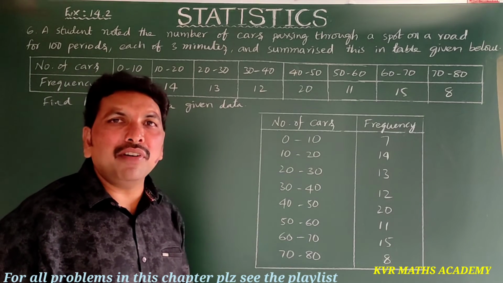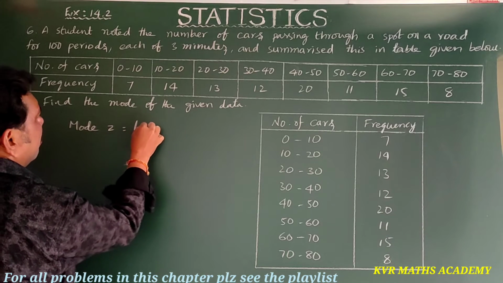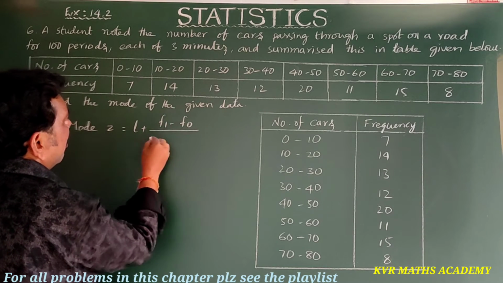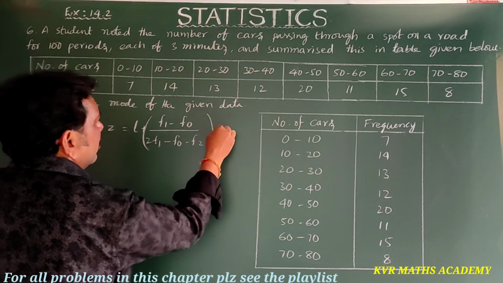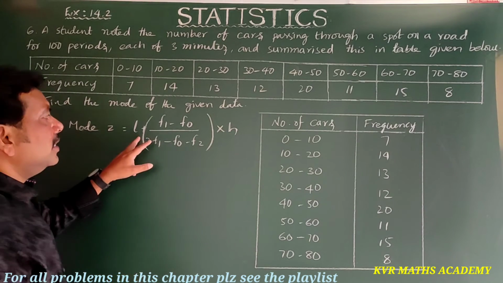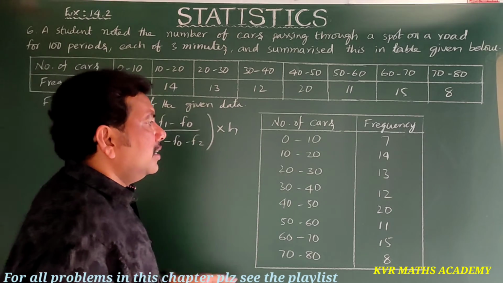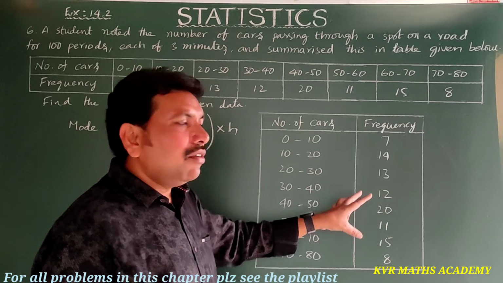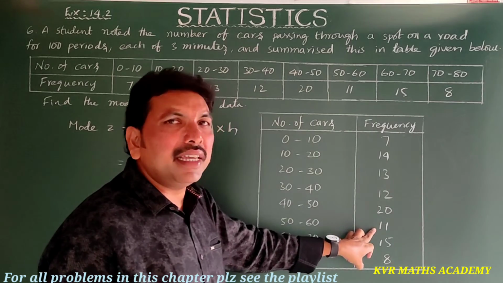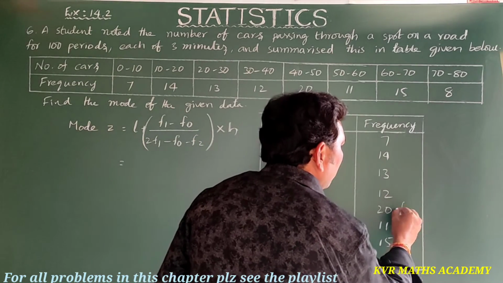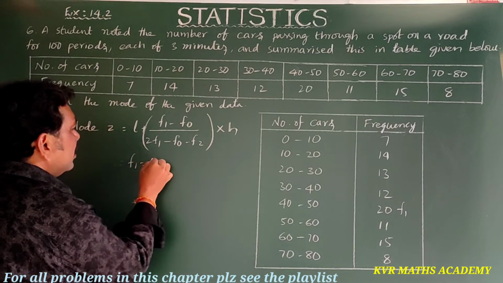So what is the formula for the mode? Mode Z is equal to L plus (F1 minus F0) by (2 F1 minus F0 minus F2) into H. From this table let us find F1, F0, F2, L and H. What is F1? F1 is the frequency of the modal class, the highest frequency in the table. The highest frequency is 20, so F1 is equal to 20.